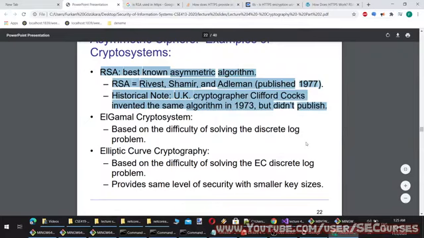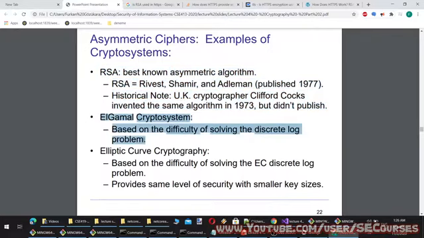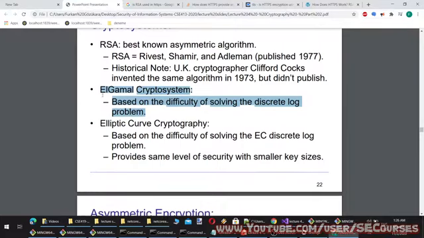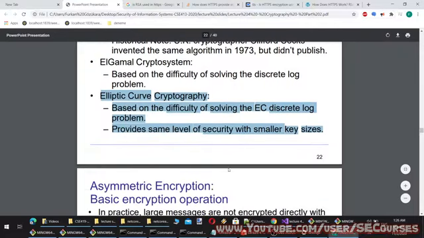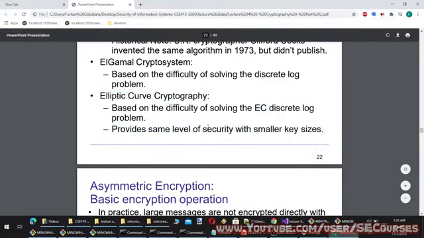RSA, best known asymmetric algorithm. RSA equals Rivest, Shamir, and Adleman, published 1977. Historical note: UK cryptographer Clifford Cocks invented the same algorithm in 1973, but didn't publish. ElGamal cryptosystem, based on the difficulty of solving the discrete log problem. Elliptic curve cryptography, based on the difficulty of solving the EC discrete log problem, provides the same level of security with smaller key sizes.